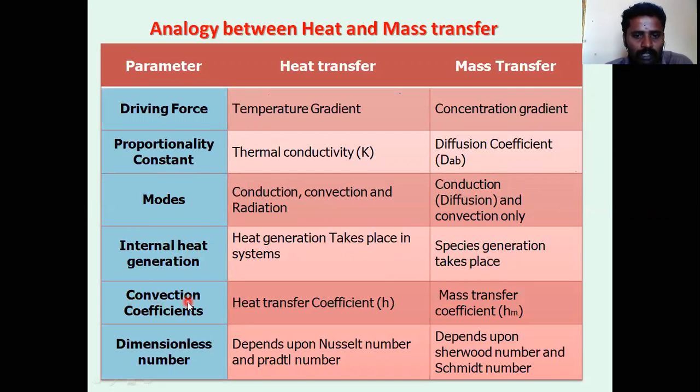Convection coefficients: the heat transfer coefficient and the mass transfer coefficient. The dimensionless numbers used in heat transfer depend upon the Nusselt number and the Prandtl number, whereas in mass transfer they depend upon the Sherwood number and the Schmidt number. This is the general analogy between heat and mass transfer. It is a simple 6-mark question in the heat and mass transfer topic.